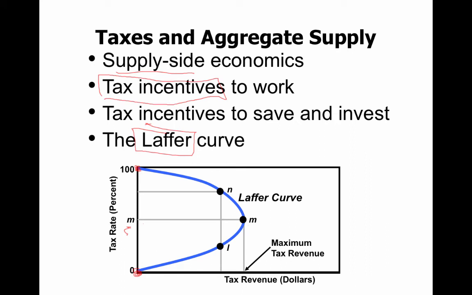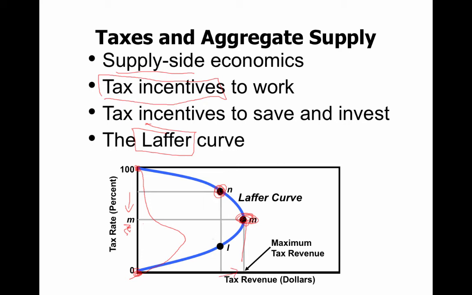Okay, now whether this curve is shaped like this parabola, who knows? Most people think that it probably looks something more like that, or whatever. It doesn't really matter. What matters is there is a point which we call point M, which is where tax revenue is maximized. There is a tax rate at which tax revenue is maximized. And if you are above that, then by lowering the tax rates, you will actually increase tax revenue.